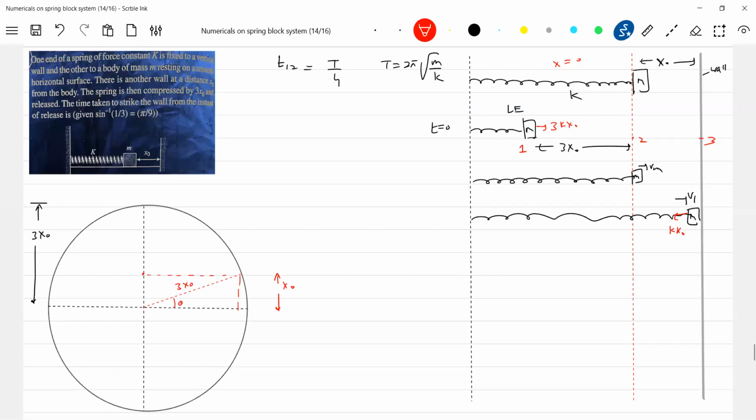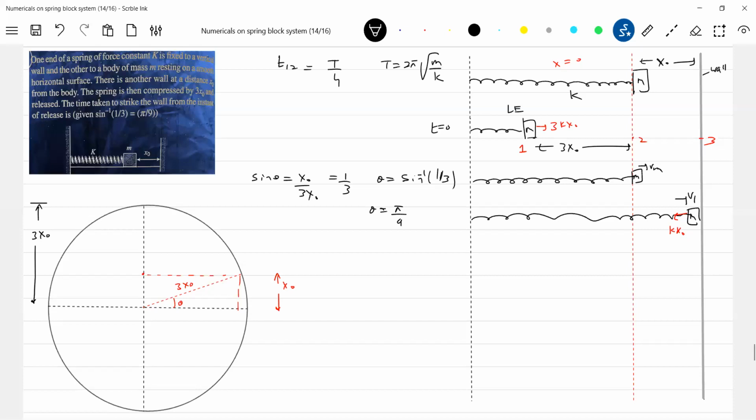And it cannot go beyond this according to the given equation. So therefore, what is theta? Sine theta equals x naught by 3x naught, which is 1 by 3. So theta equals sine inverse of 1 by 3, which is pi by 9.